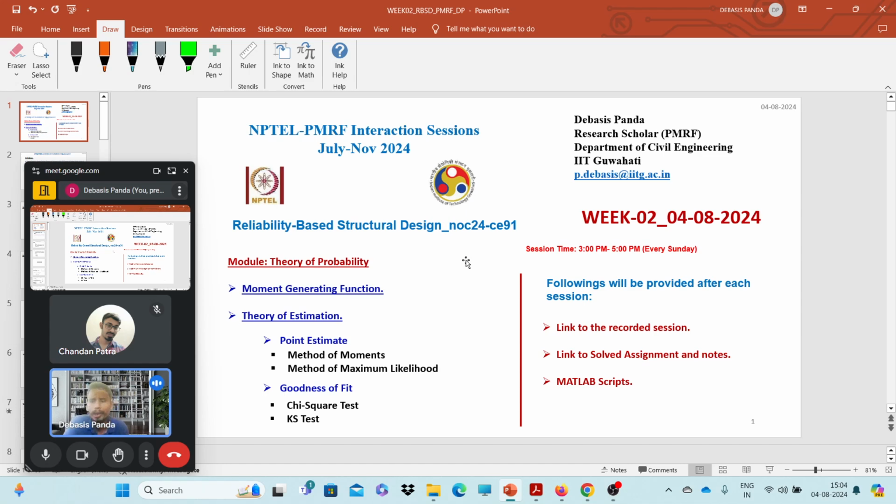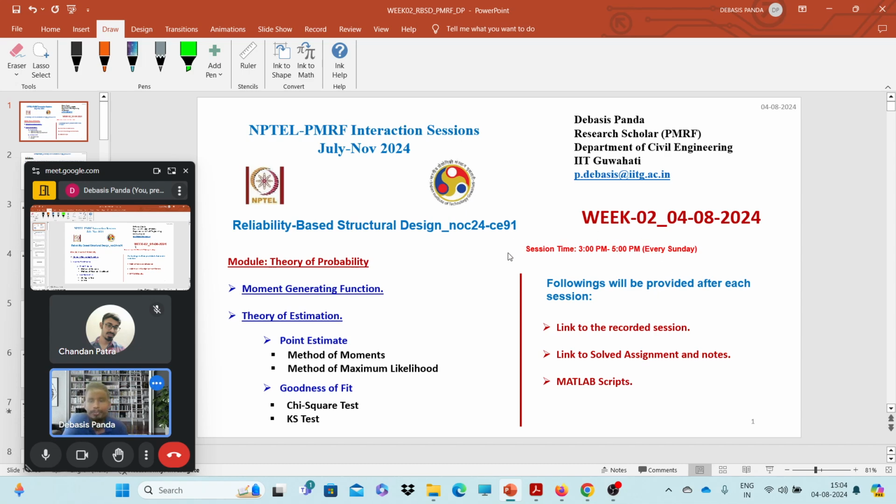So what will we do? I will be conducting the interaction sessions every Sunday from 3 p.m. to 5 p.m. During these 2 hours, we will solve tutorials related to the current week's topic, tutorials that can be solved using pen and paper. Then we solve the tutorials in MATLAB. And we will resolve all the queries you have regarding the assignments and all these things.